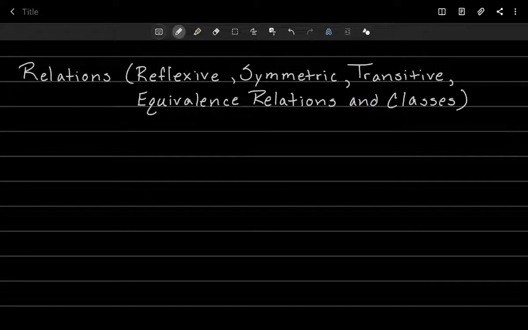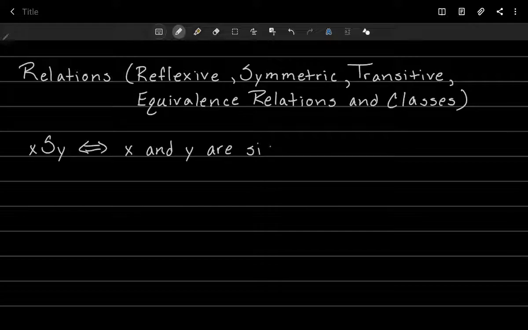Today I'd like to look at a mathematical object called relations. So let's start with an intuitive idea of what we mean, and then we'll go into a technical definition. So for relations, we normally write something that looks like this: x S y. S is representing some sort of relationship between x and y. So we could say x S y means, if and only if, x and y are sisters. Okay, so S is describing how x and y are related.